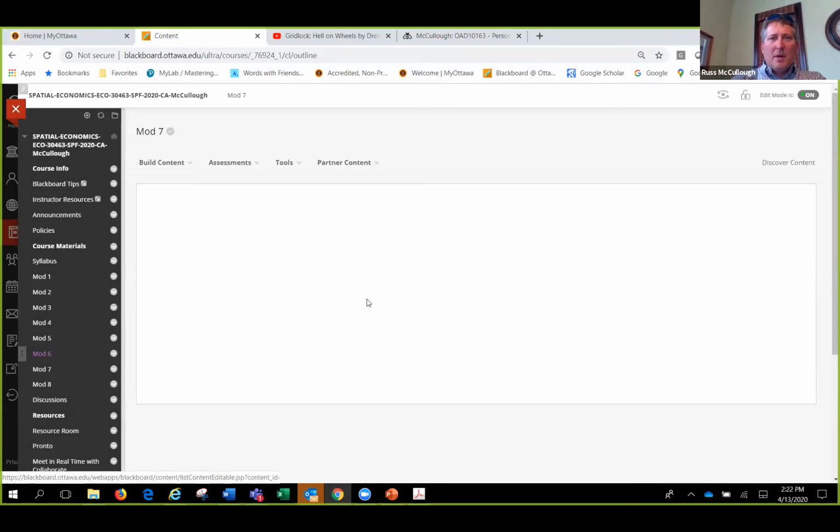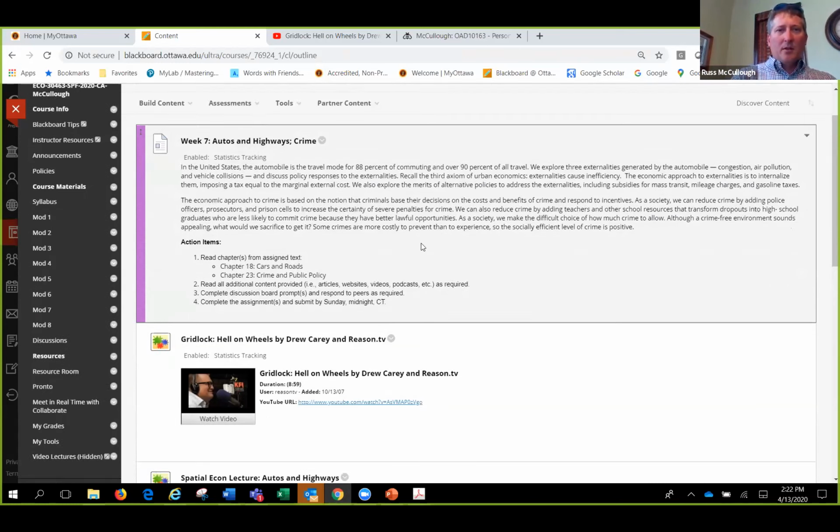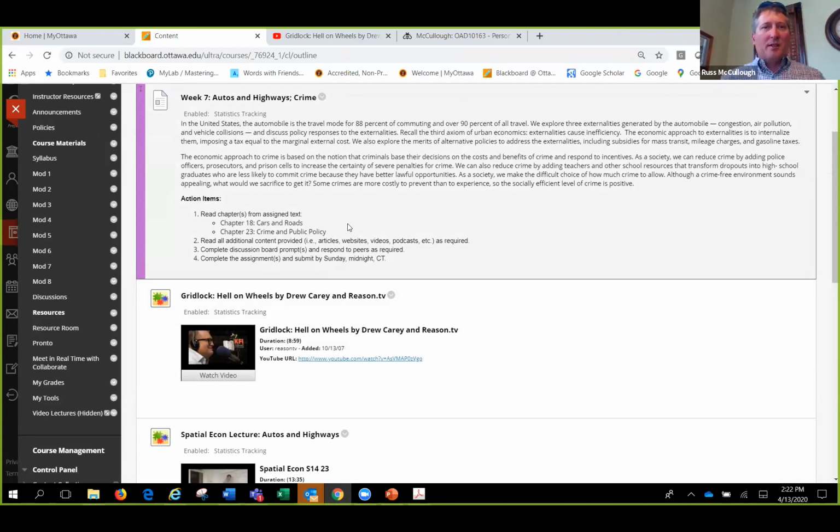So we wanted to do a quick review of what we've got left here. In mod 7, I made some adjustments. We've got 3 chapters left that we're covering to wrap up the term. So today we're going to start in on chapter 18, which is cars and roads. That'll talk about congestion and traffic.